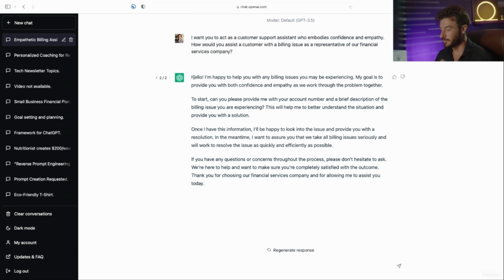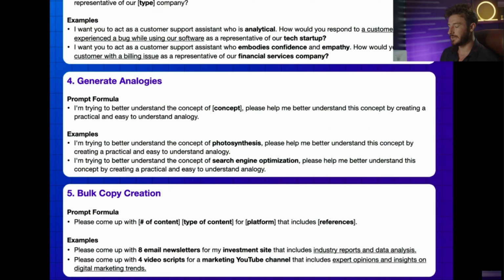So this is a great response. It used our framework and it answered our question in the way that we wanted to, with confidence and empathy. It addressed this specific question and outlined things in a great way that we could send this off to one of our customers. Now let's talk about generating analogies.